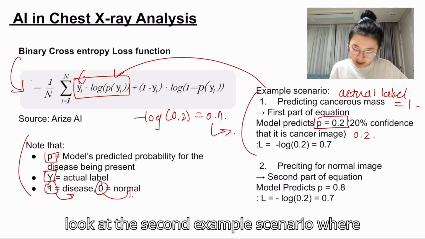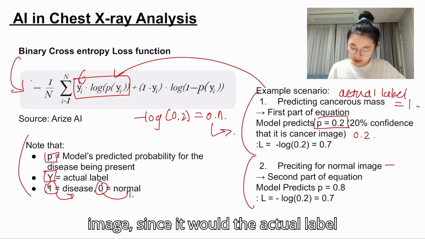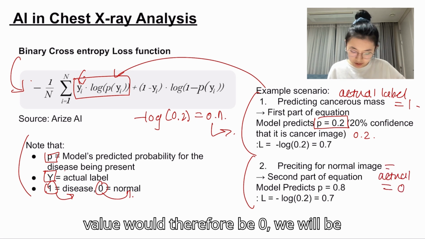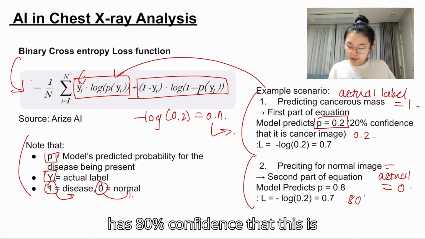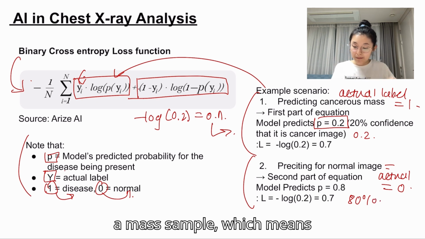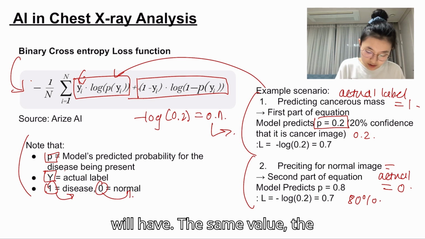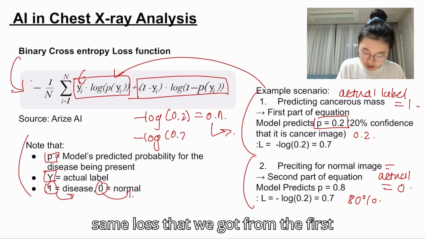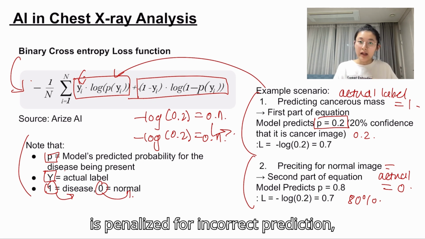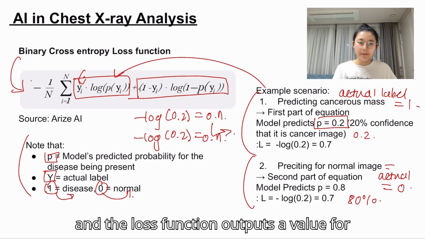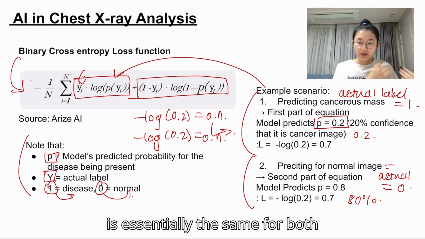parameters. Now let's look at the second example scenario where we're predicting for a normal image. Since we're predicting for a normal image, the actual label value would therefore be 0, so we will be using the second part of the equation. Say that the model has 80% confidence that this is a mass sample, which means when we actually put that in there, we will have the same loss that we got from the first scenario. Again, the model is penalized for incorrect prediction, and the loss function outputs a value for the cancerous mass prediction and the normal image prediction, and that value is essentially the same for both predictions.